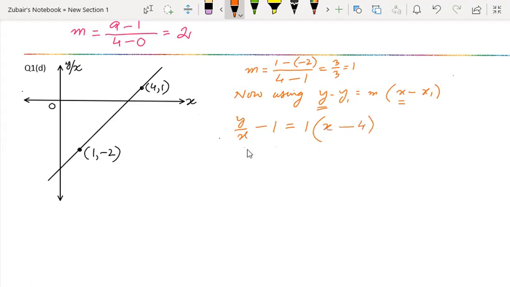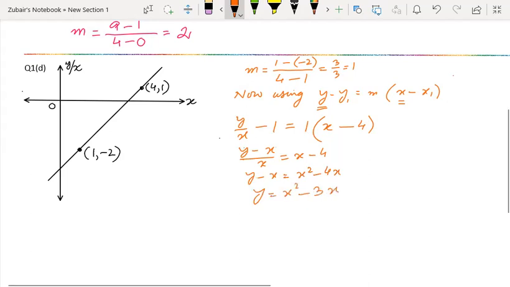So now this will become y minus x upon x is equal to x minus 4. Now y minus x is equal to x square minus 4x, or y is equal to x square minus 3x. So this is the required answer. So that's it.